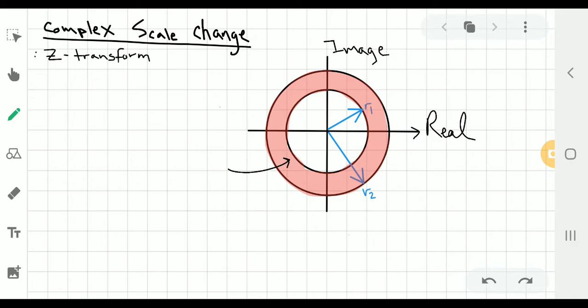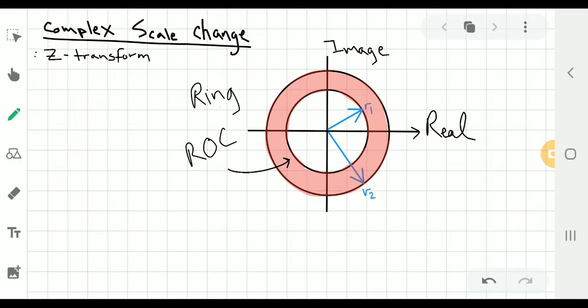In this subject, we're going to talk about complex scale change in the Z-transform domain. What we're looking at here is often referred to as the ring. Its technical name, at least for this area here, is ROC, which is the region of convergence. That's how this ring is constructed, and we're going to go through the details of that.